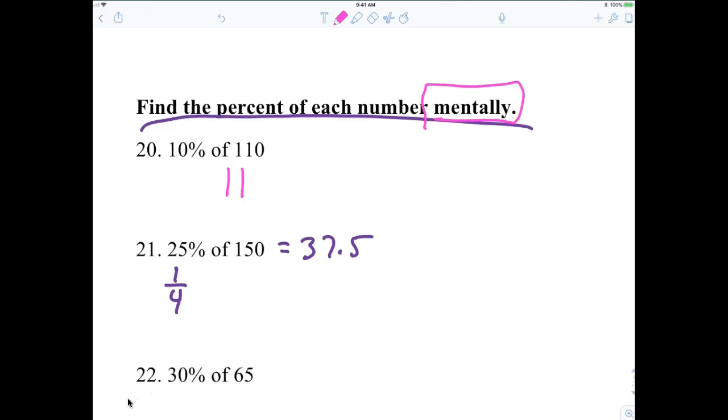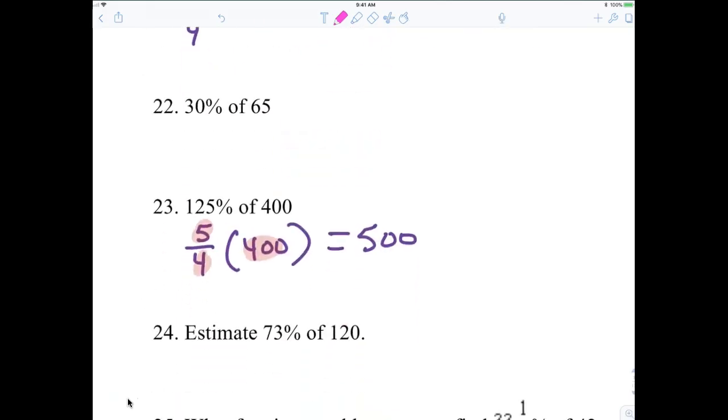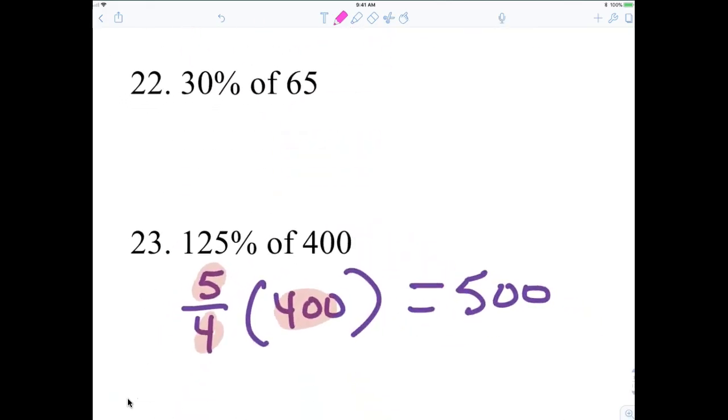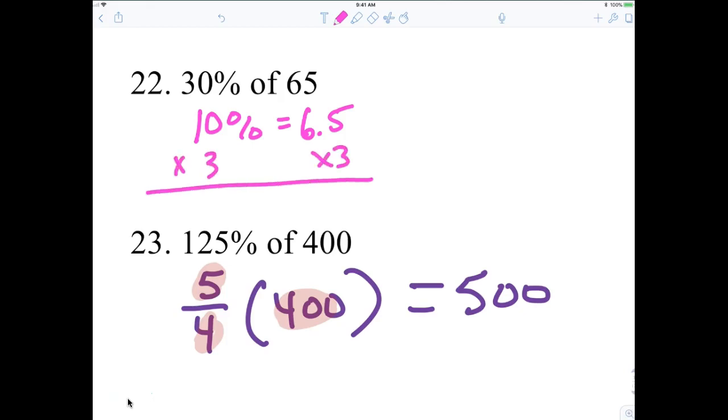All right? Now, for 30%, the easiest way, in my opinion, to find 30% is to first find 10%, and then multiply that by 3. So, 10% would be what? 6.5. Speak up, guys. Don't be shy. 10% is 6.5. And then I need 30%, so I multiply that by 3. That's pretty good mental math. 6 times 3 is 18. You have 3 cents, you have $1.50. So that would be 19.5.